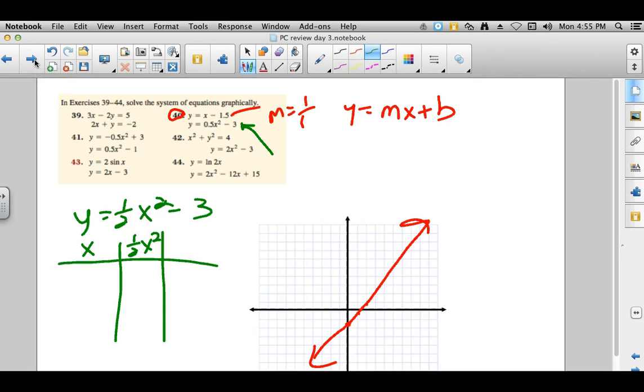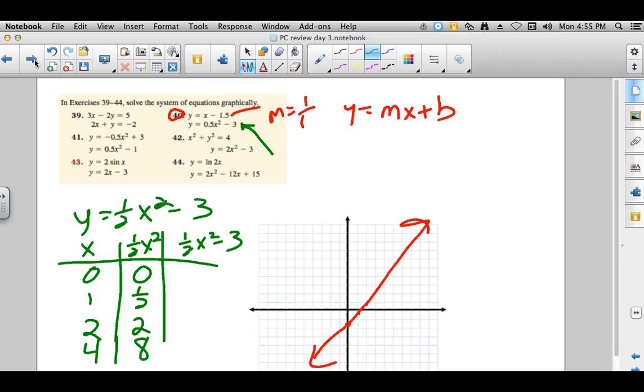If you wanted to, you could use the transformation of moving down 3, so you wouldn't have to have a 3-part table, but this will be 1/2 x squared minus 3. We know these are symmetric, so we could probably just pick a few points to throw in here and square them and take times 1/2. Well, that's going to be 0. 1 squared is 1 times 1/2 is 1/2. 2 squared is 4 times 1/2 is 2. 4 squared is 16 times 1/2 is 8.